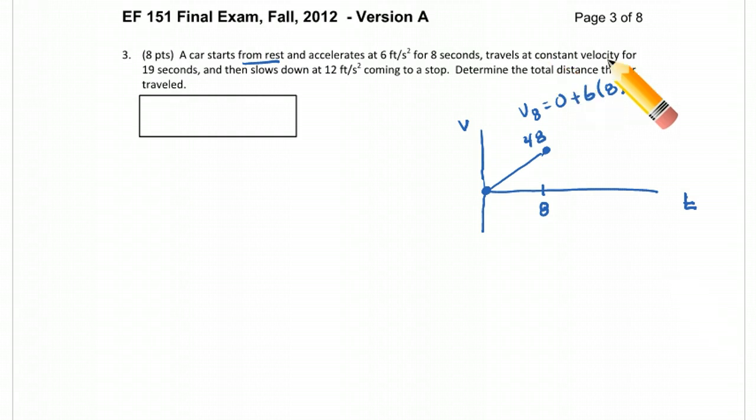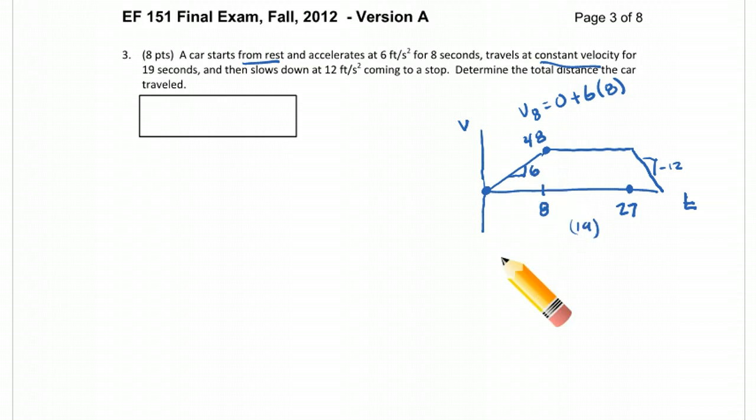Then it travels at a constant velocity for 19 seconds. So 8 plus 19 is 27. Okay, so we're traveling at constant velocity, then slows down at 12 feet per second squared, coming to a stop. Okay, I know this slope is minus 12. This slope was a positive 6.